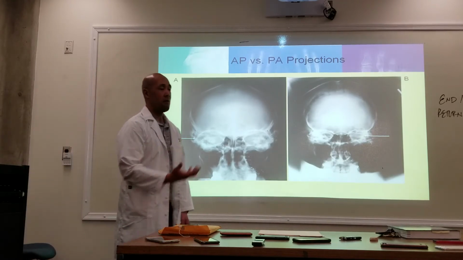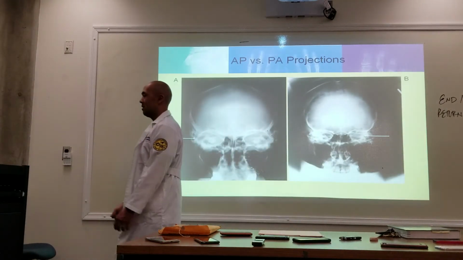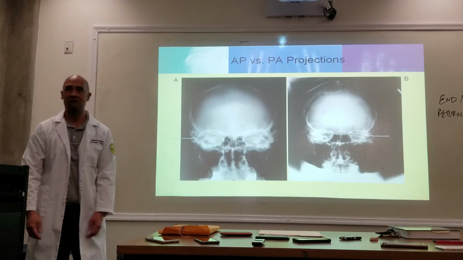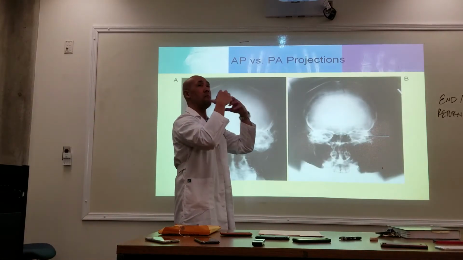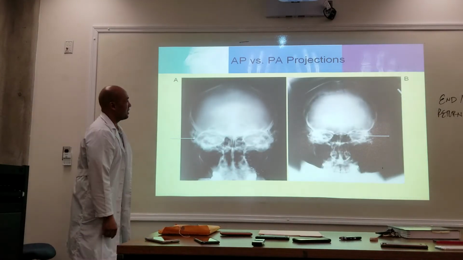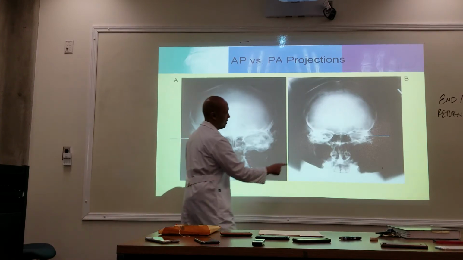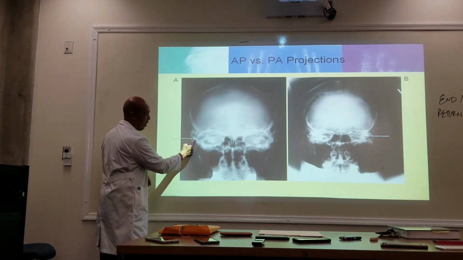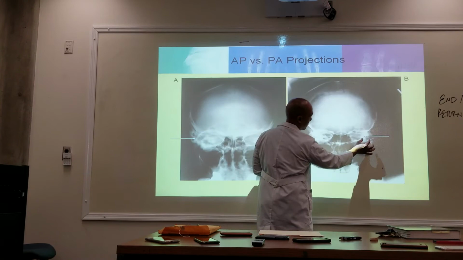If you are PA, face down, the face is closest to the image receptor. What's going to happen to the orbits? Are they going to look true to size or magnified? True. And if you're AP supine, the orbit's going to look magnified. So the orbit here is a lot bigger than over there. But I'm not going to look at the size of it. What I'm actually going to look at is the distance from the outer lateral margin to the edge of the skull. And then look at this one from here to here.